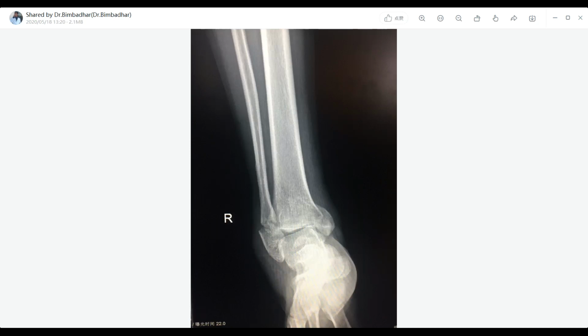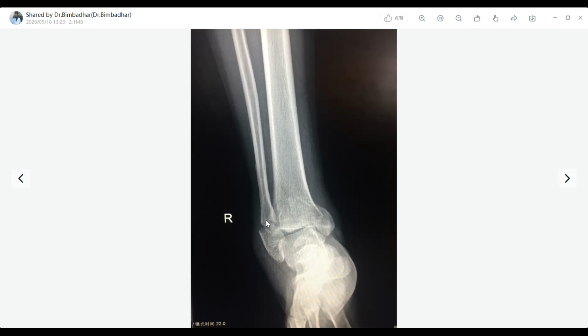All right, you see here, this is the AP view of the ankle joint. In the AP view of the ankle joint, I can see that there is a fracture present on the distal end of both the tibia and the fibula. You see here, this is the fibula, and this is the tibia. How can I recognize it? The fibula is present down on the lateral side, and this is the tibia. So you see here, there is a fracture present down on the distal end of the fibula, right?